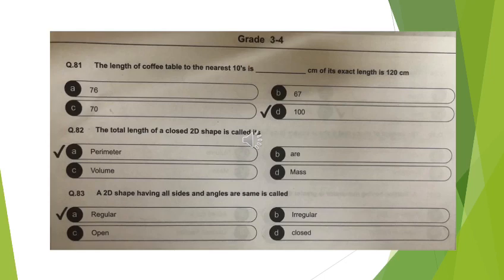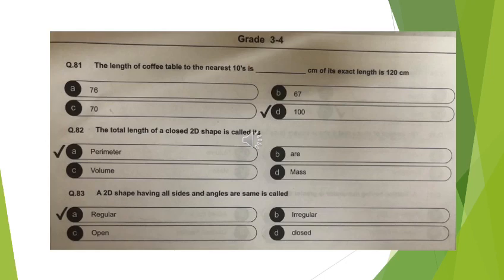Question number 82: The total length of a closed 2D shape is called its, and the options are A: perimeter, B: area, C: volume, and D: mass. Now we will know what is perimeter. A perimeter is the total length of sides of a 2D shape, and the volume is the quantity of a 3D shape enclosed by a closed surface. And what is mass? A mass is the measure of how much matter is in an object. So the correct option is perimeter.